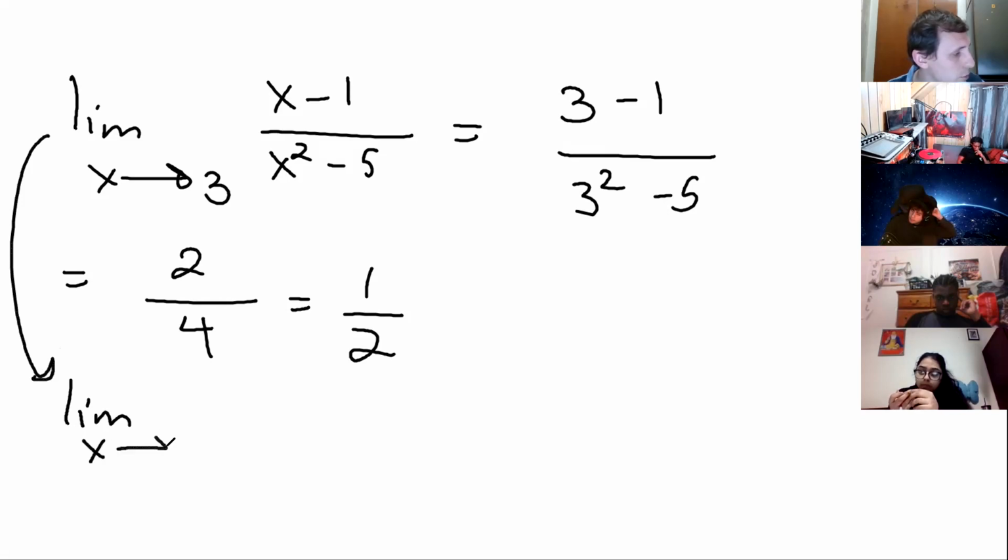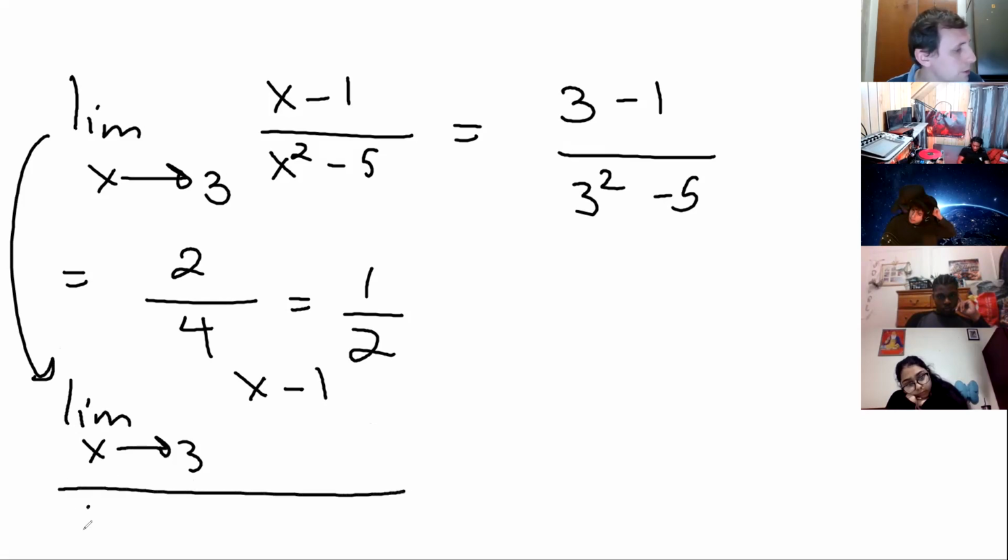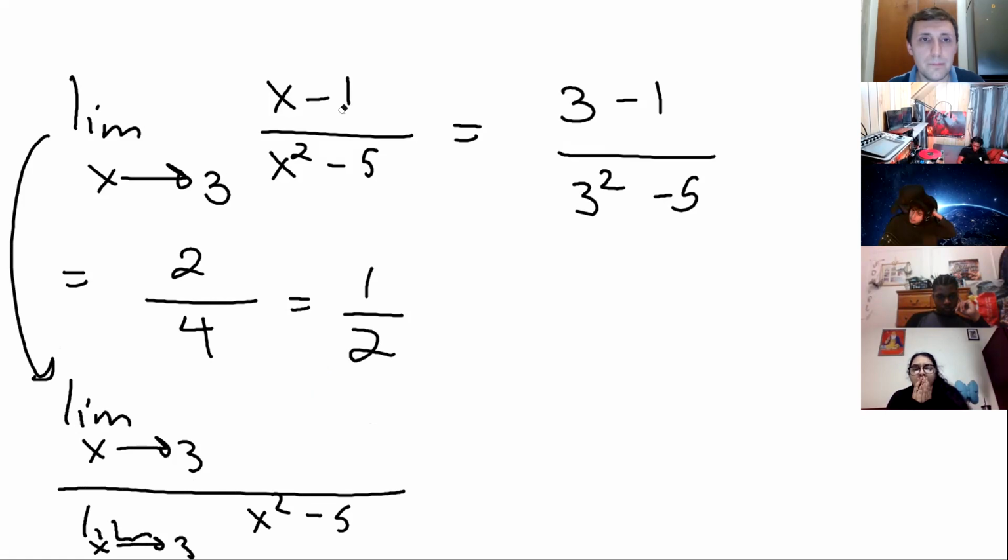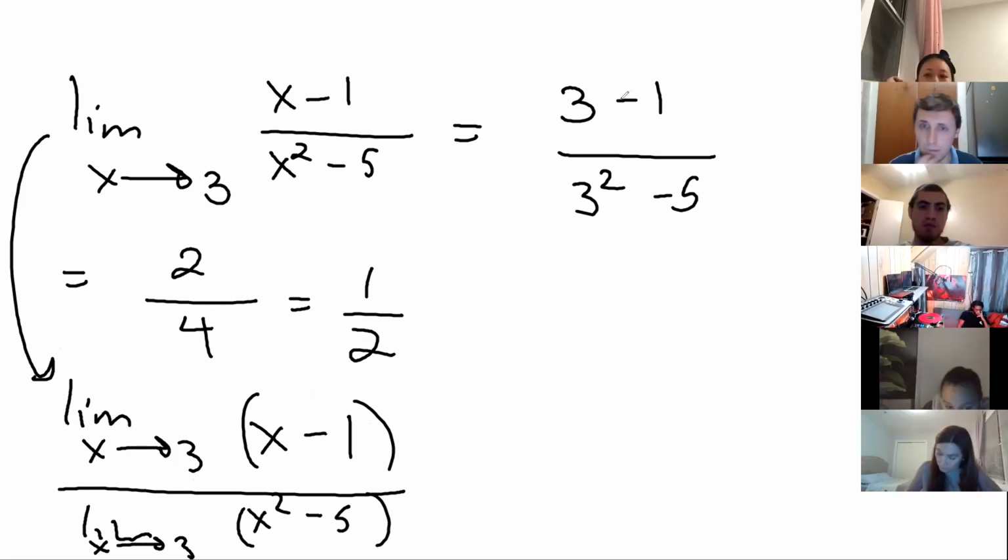That's the limit as x goes to 3 of x minus 1, divided by the limit as x goes to 3 of x squared minus 5. And I can do that because that's the quotient law. If you prove the quotient law, then that works.